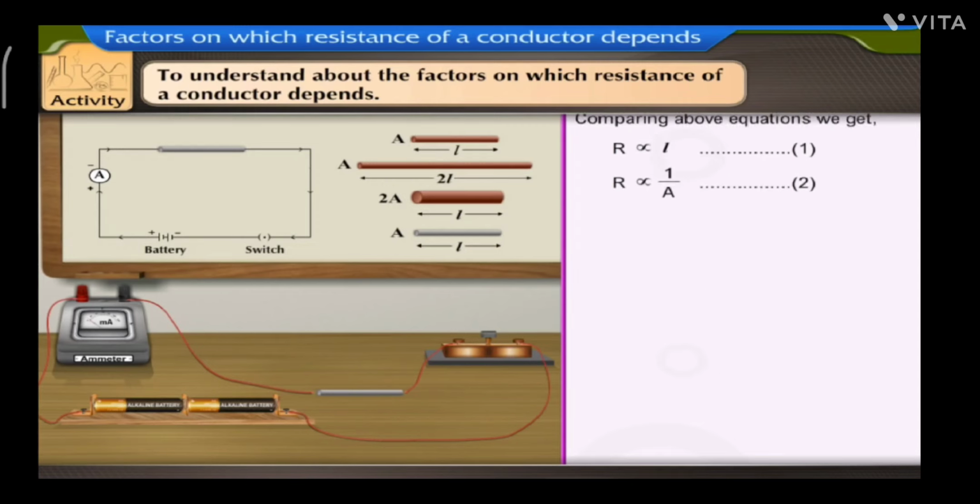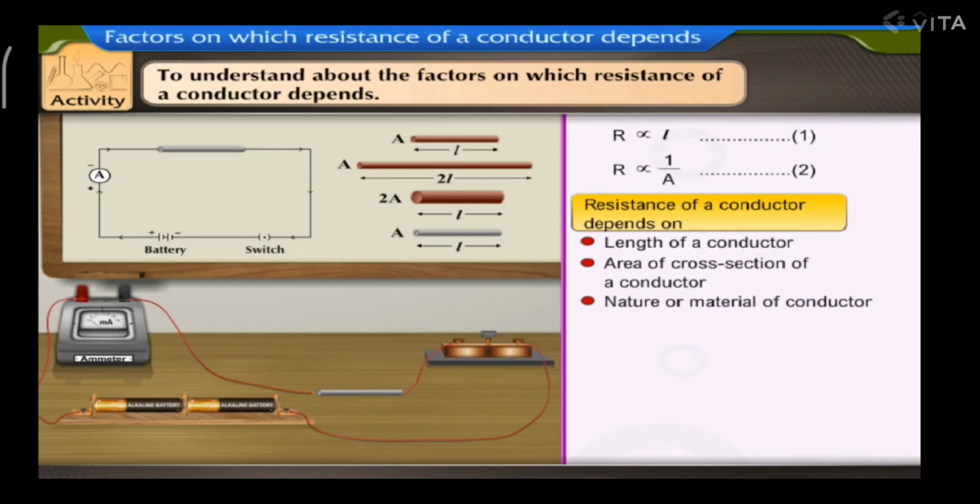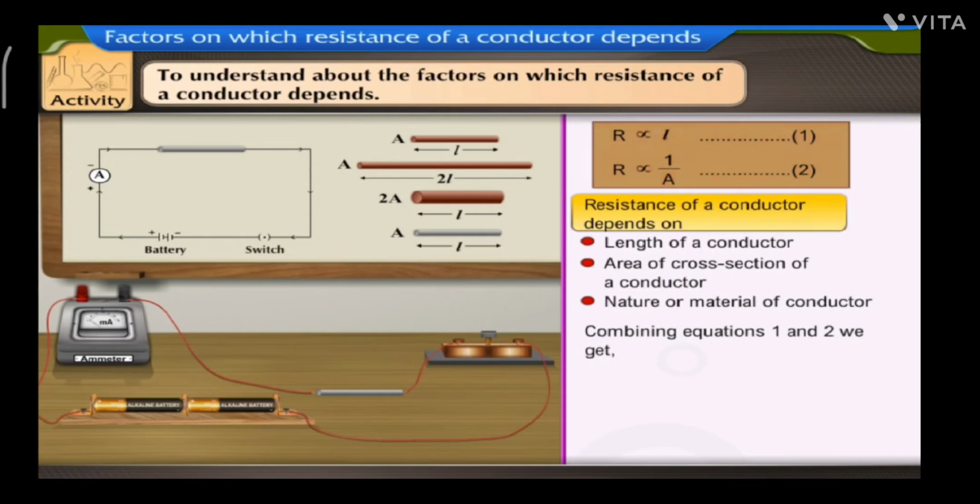Hence, we can say that the resistance of a conductor depends on the length of the conductor, the area of cross-section of the conductor, and the nature or material of the conductor. Combining equations 1 and 2, we get R is proportional to L upon A.